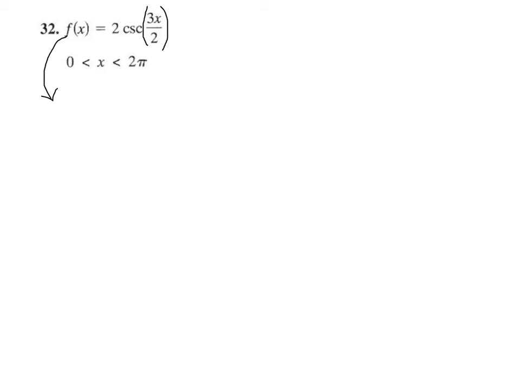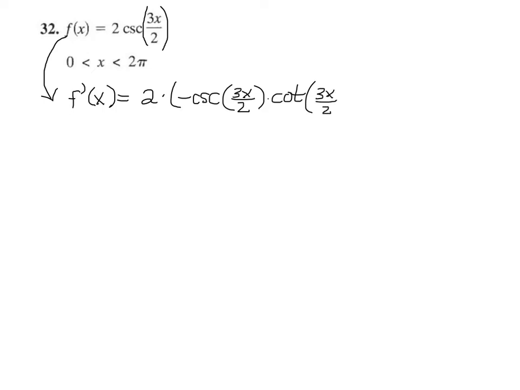second derivative, because the first derivative tells us increasing and decreasing. The second derivative tells us concavity. So let's go down to the first derivative. It'll be 2, constant multiple rule, times negative cosecant of 3x over 2 times cotangent of 3x over 2 times the derivative of the inside, which is 3/2.